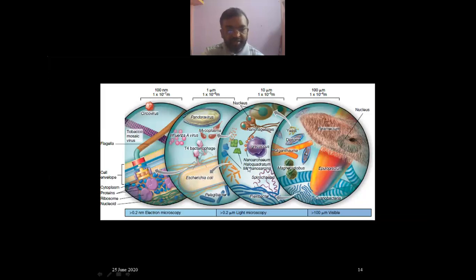Okay, and this is what we can visualize with the light microscope. Such kinds of structures we can visualize with the light microscope. But for the detailed study of that organism, internal cellular organization can be revealed by the electron microscope. But molecules are not seen or observed as far as the microscope is concerned.